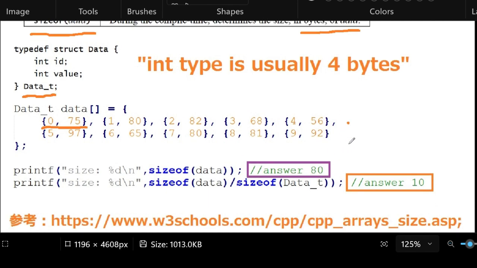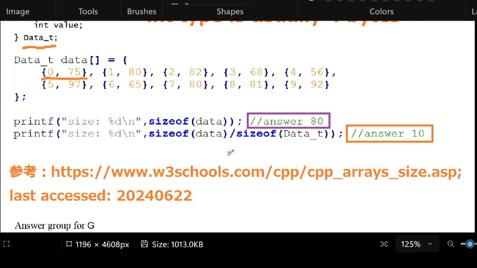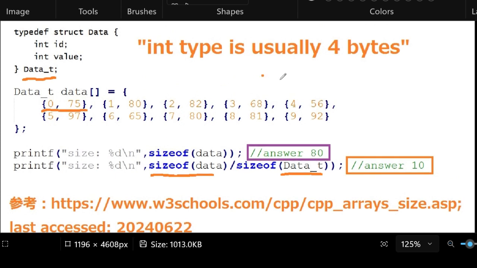Now that's also why we have to divide the value 80, this part, with the sizeof data_t, which, because we got two integers here, would give us 4 times 2 for the total bytes, which is 8, and that's why 80 divided by 8 gives us the correct answer, which is 10.